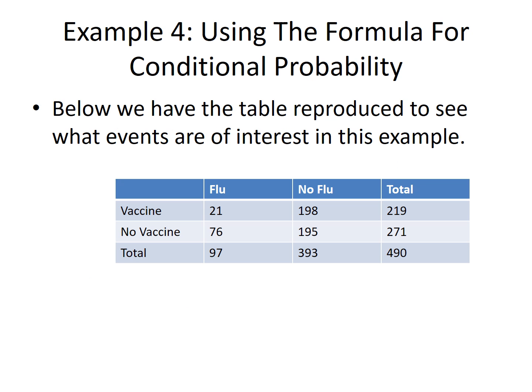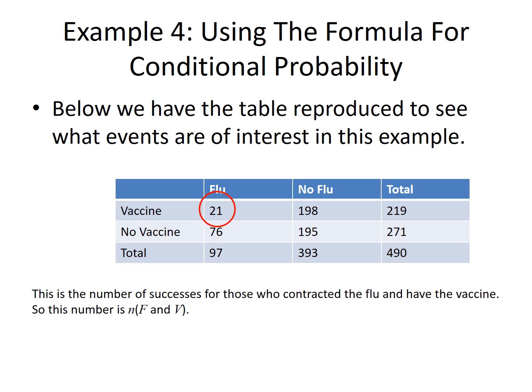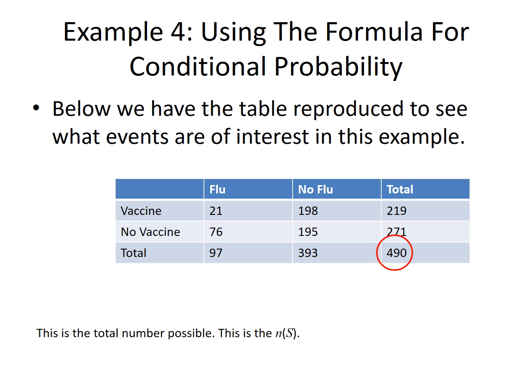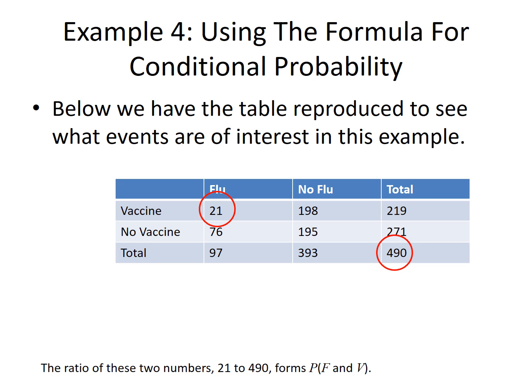Below we have the table reproduced to see what events are of interest in this example. Again, 21 is the number of successes for those who contracted the flu and have the vaccine. So this is the number of flu and vaccine recipients. Again, 490 is the total number possible out of this group. The ratio of these two numbers will form the probability of getting the vaccine and the flu.